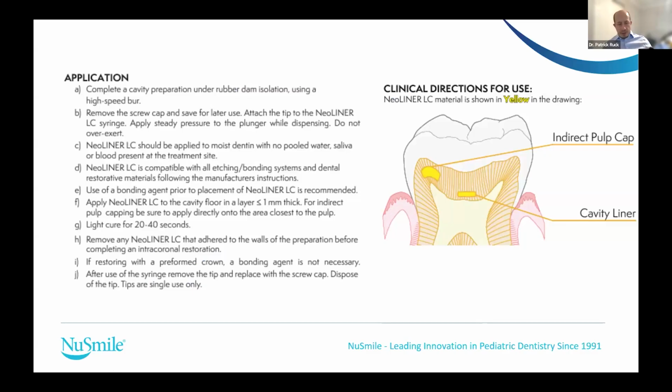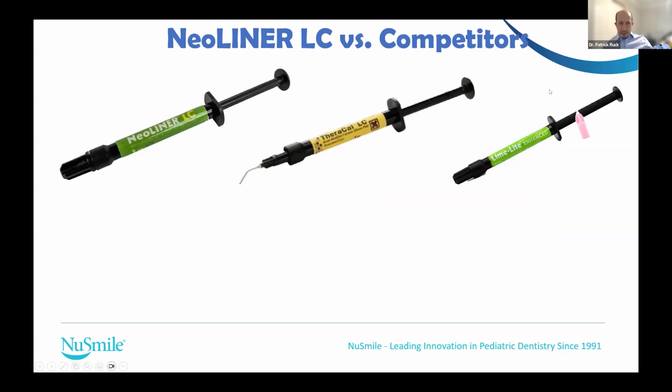One thing that I always want to point out with NeoLiner is that in the IFU, it says that you have to bond prior to placing. And I believe, and correct me if I'm wrong, that was just to get the product through from a material science standpoint. But you use it just like you would use Vitrebond or TheraCal LC. It's going directly over those deeper areas, so you don't have to etch and bond prior to its placement. You place it less than a millimeter thick, and then you etch, bond, restore over those areas.